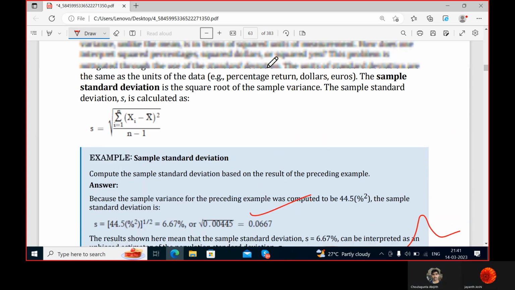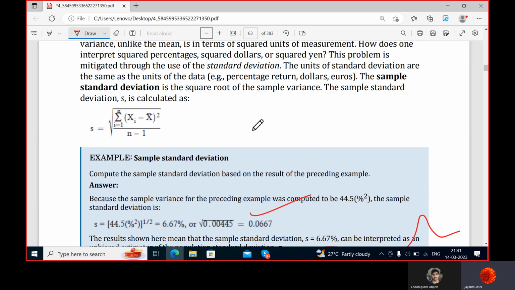See, if you are looking at something like area, if you want to see the volatility in this case, then variance would be the right measure. Why? Because area is always measured in terms of square meters, correct?